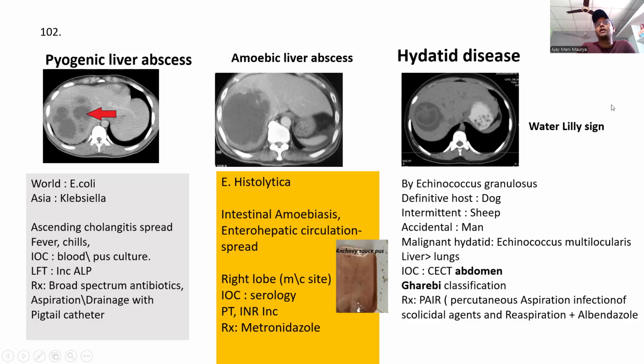There is a hydatid cyst with a water lily sign, caused by Echinococcus granulosus, that is the dog tapeworm. Definitive host is the dog, intermediate host is the sheep, and man is an accidental host. You have to see this one.